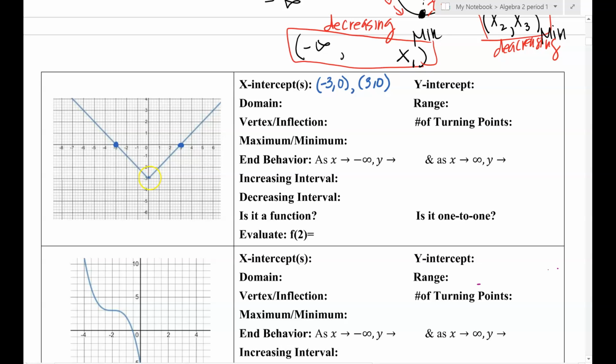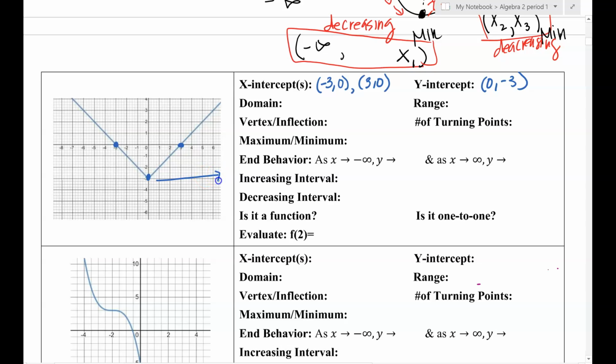Y-intercept, we happen to have one as well. That's at the vertex, and that's (0, negative 3). Remember, the y-intercept is where x equals 0. So (0, negative 3). The domain is talking about all of the x values that we can possibly have.